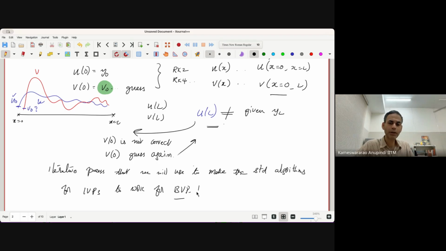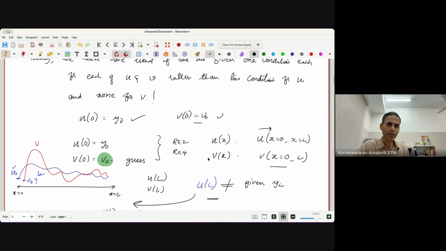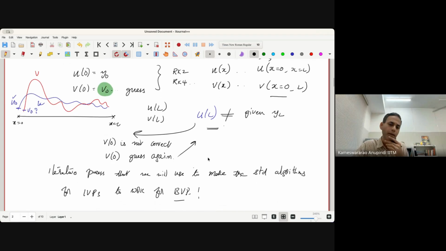In one way, you can think of it like this: you have already written a code for solving an initial value problem, and you don't want to write another code. You just want to make use of the same code because it is, let us say, fourth order accurate, it has many benefits and so on. So you just want to apply the same code to a boundary value problem. That is how the thought process here has resulted in this particular method known as the shooting method.